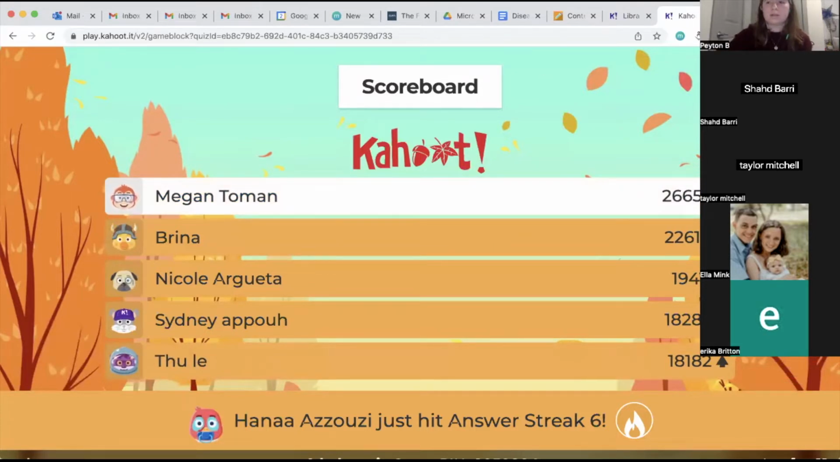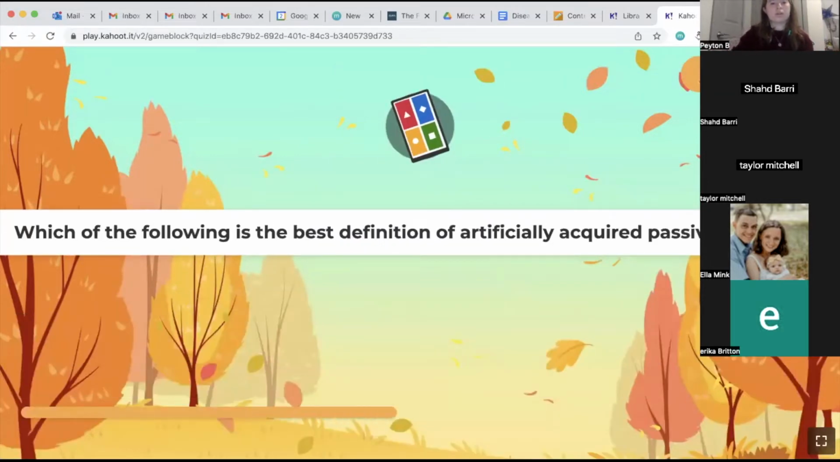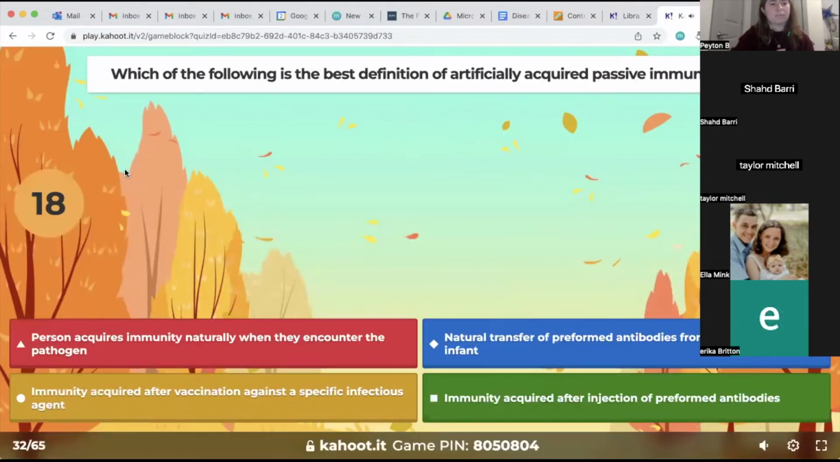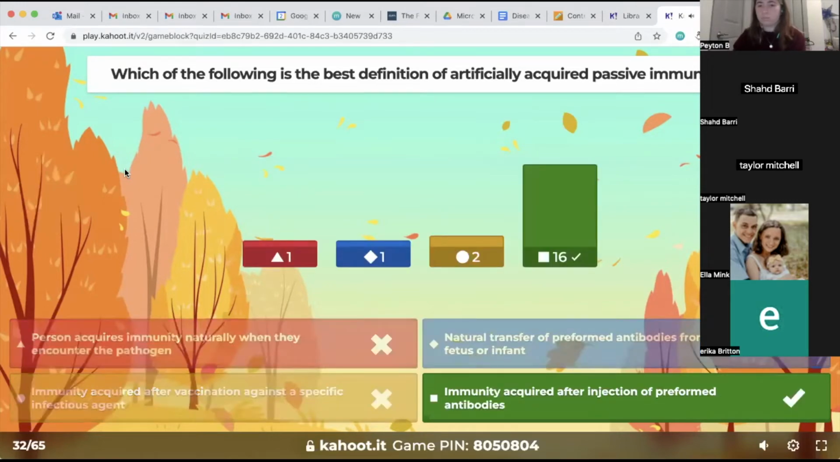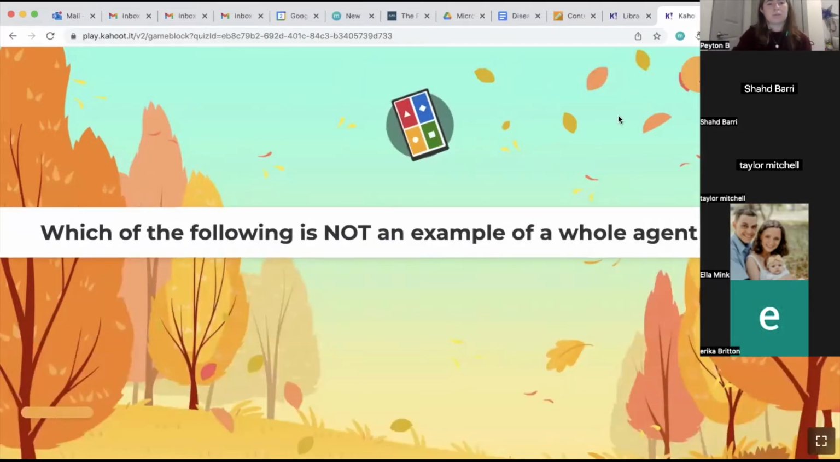All right, next one. Which of the following is the best definition of artificially acquired passive immunity? Awesome job. Yep, it's when already made antibodies are injected into you. So you're not making them yourself, so it's passive.